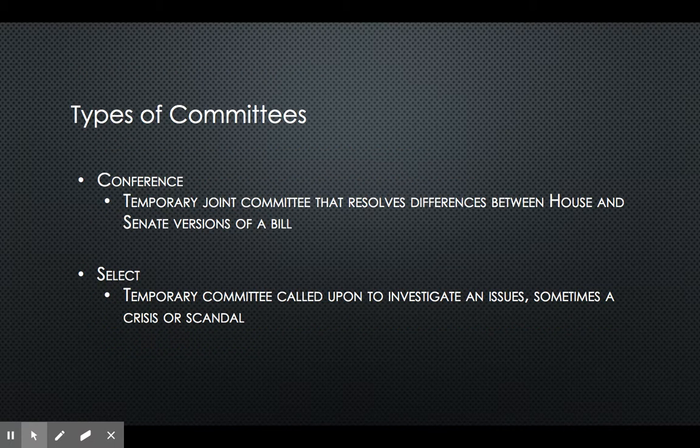The next type of committee is a conference committee. So it is a temporary joint committee. So it has members of both the House and the Senate.